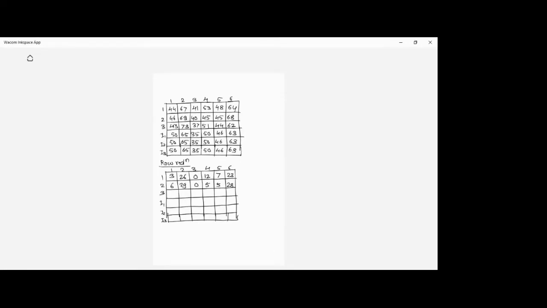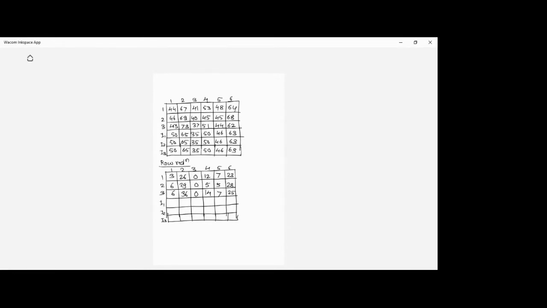In row number 3, the minimum value that we have is 37, right? 37 is to be subtracted. So 43 minus 37 is 6, 73 minus 37 is 36, 37 minus 37 is 0, 51 minus 37 is 14, 44 minus 37 is 7, and 62 minus 37 is 25.